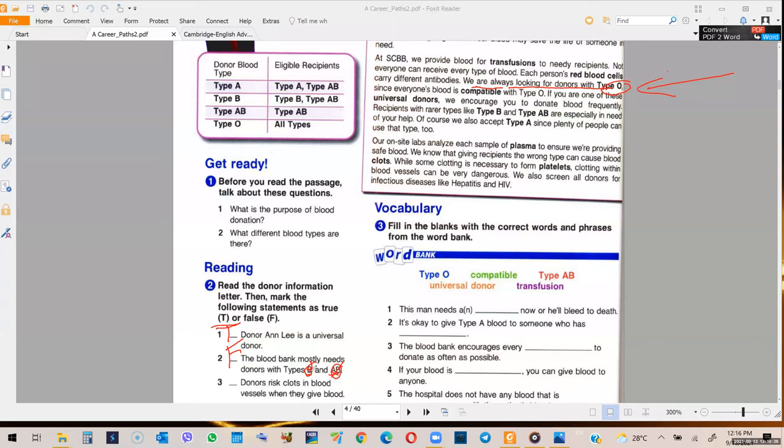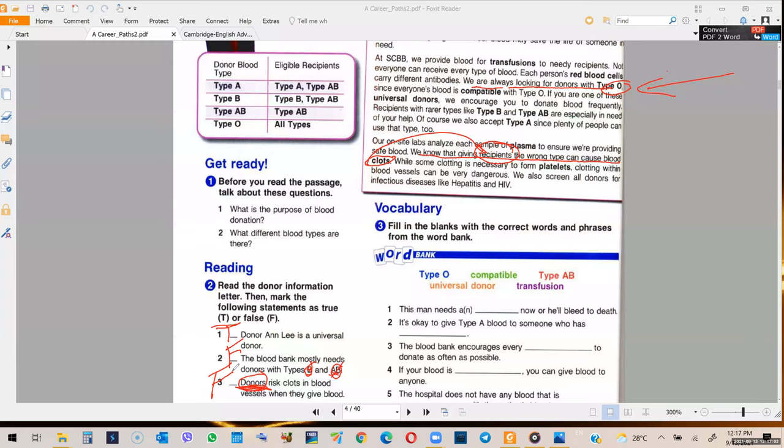So donors, not recipients, donors, be careful. He said we know that giving recipients the wrong type causes blood clots. So it's about recipients. He said donors in the question, donors. So this is unfortunately false. So number one is true, number two is false, and also number three is false.